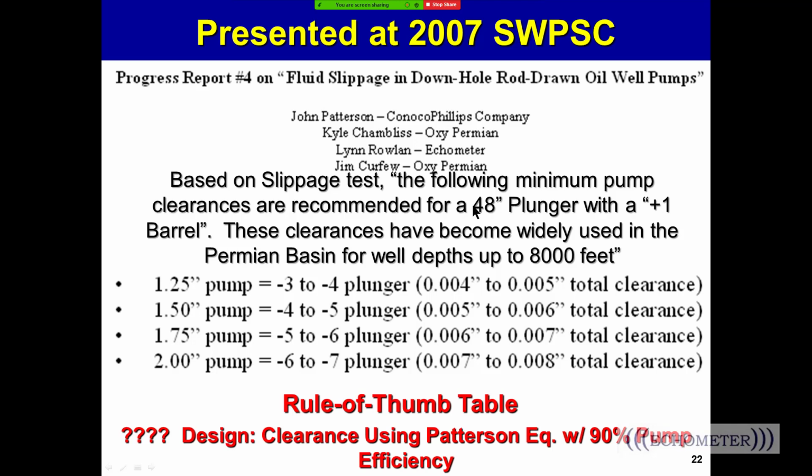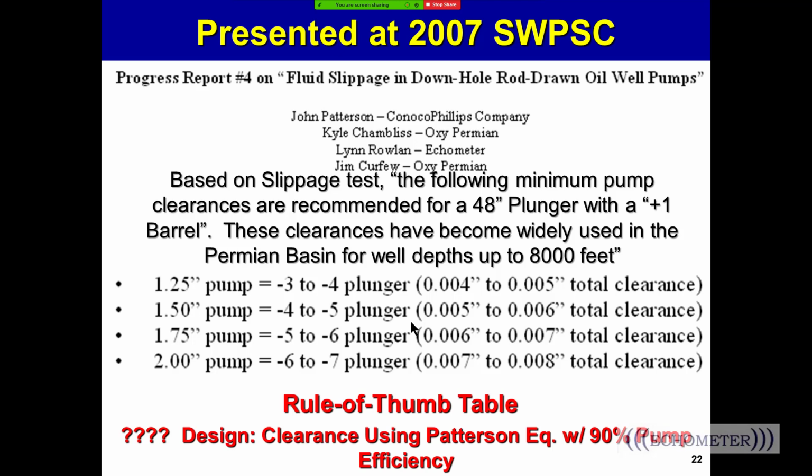And one of the things that we said was that, and now I said we should use the slippage equation, and John Patterson and Jim Curfew said, no, we need to put a table inside the paper that says if you have a certain diameter pump, use this kind of pump clearance. And so we argued and voted, and Kyle wouldn't vote, so I voted against the table, and John and Jim voted for it. And their reasoning was that when you have solids, you need to have open pump clearances.